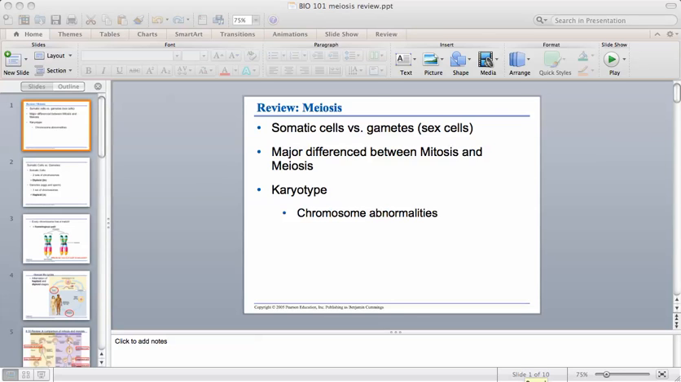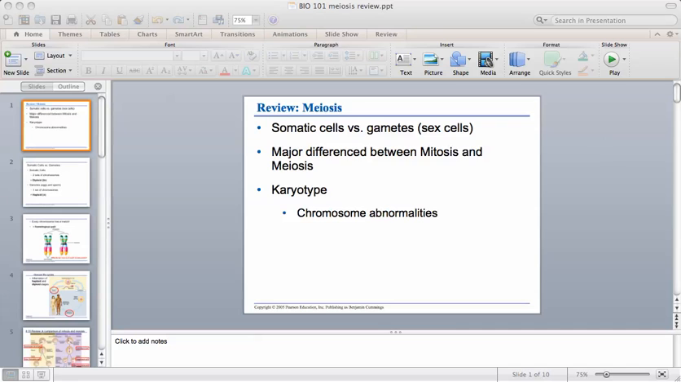Meiosis. In this video, we will be discussing this specialized cell division process, and it's important to understand the difference between this division process and the division process we talked about in the previous video, which is called mitosis. So that is a major concept that you're going to want to have down after reviewing meiosis and mitosis: the major differences between these two cell division processes.